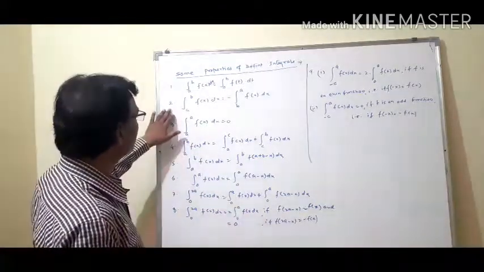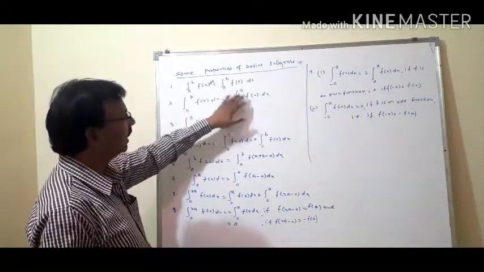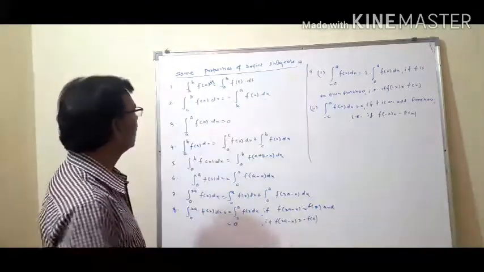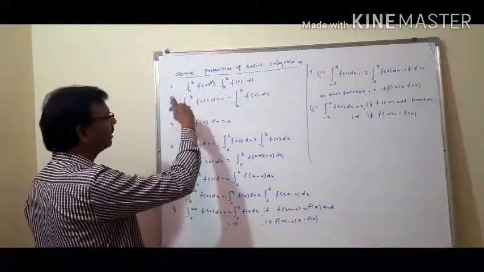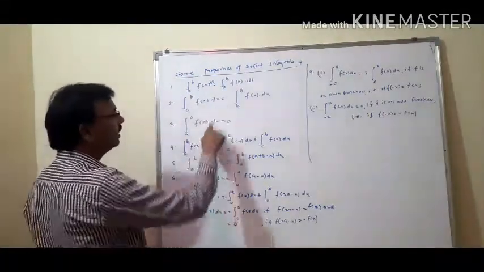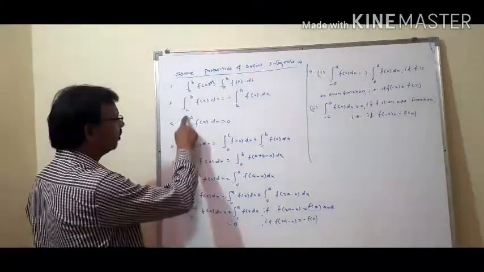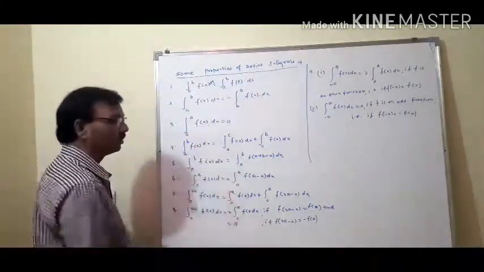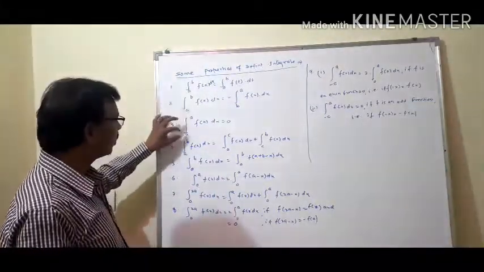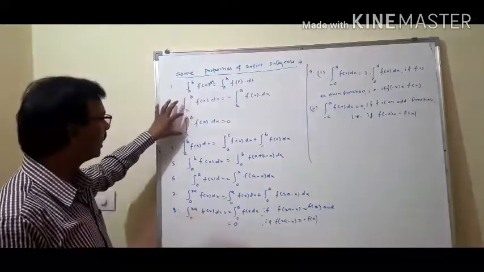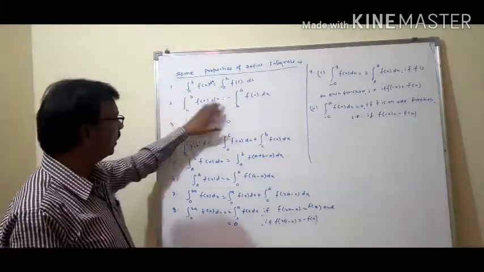The second property is the integral from a to b of f of x dx equal to minus the integral from b to a of f of x dx. That means we can swap the upper limit and lower limit by using the minus sign. The third property is the integral from a to a of f of x dx equal to 0. That means if the lower and upper limits are both equal in any integral, then the value of the whole integral will be 0.